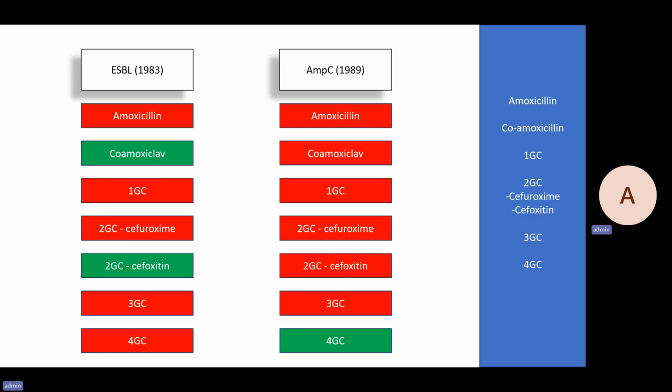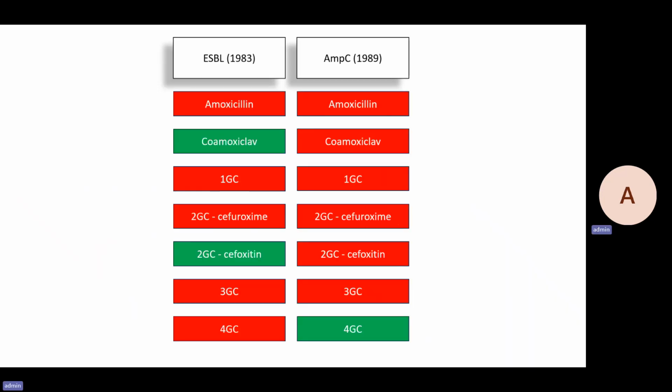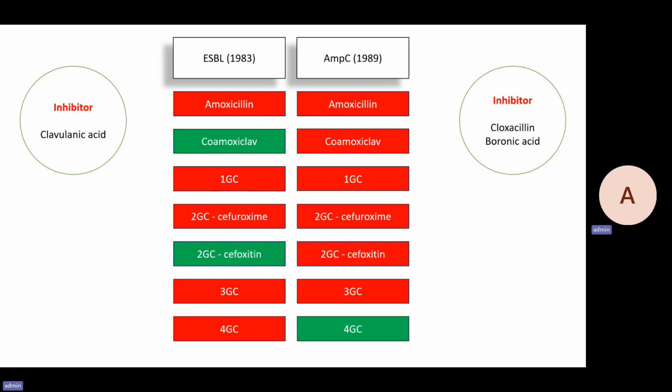AmpC, on the other hand, can break down everything from amoxicillin to third generation cephalosporin, but it cannot break down fourth generation cephalosporin, which is cefepime. We have already discussed that clavulanic acid is an inhibitor of ESBL. There are also inhibitors of AmpC, which are cloxacillin and boronic acid. Again, it's a very important piece of information, and you should remember it. There are a few things about AmpC. There are strong inducers, like amoxicillin, co-amoxiclav, cefoxitin, and imipenem. We will explain this again later on, but this is something that we also use to identify AmpC.